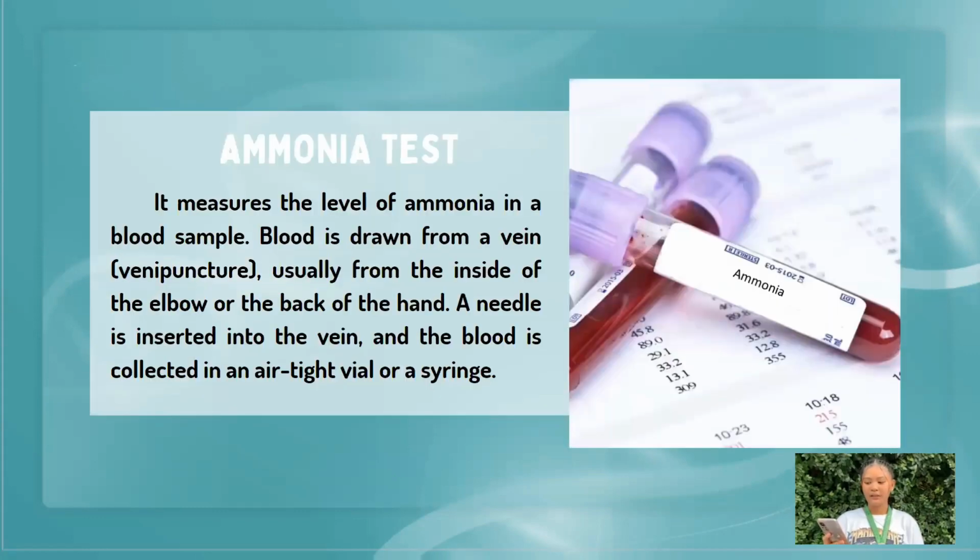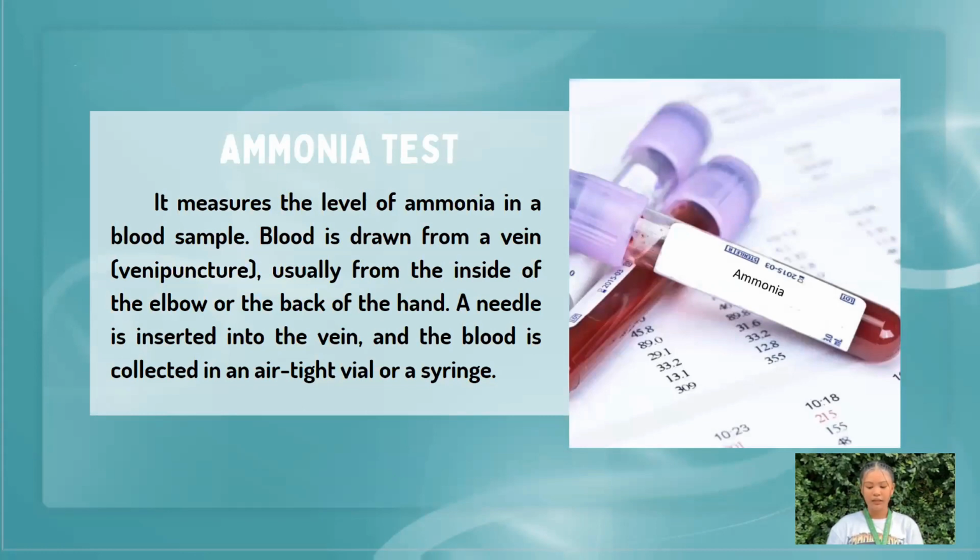Ammonia test. It measures the level of ammonia in a blood sample. Blood is drawn from a vein, usually from the inside of the elbow or the back of the hand. A needle is inserted into the vein and the blood is collected in an airtight vial or a syringe. These tests measure the level of ammonia in your blood.